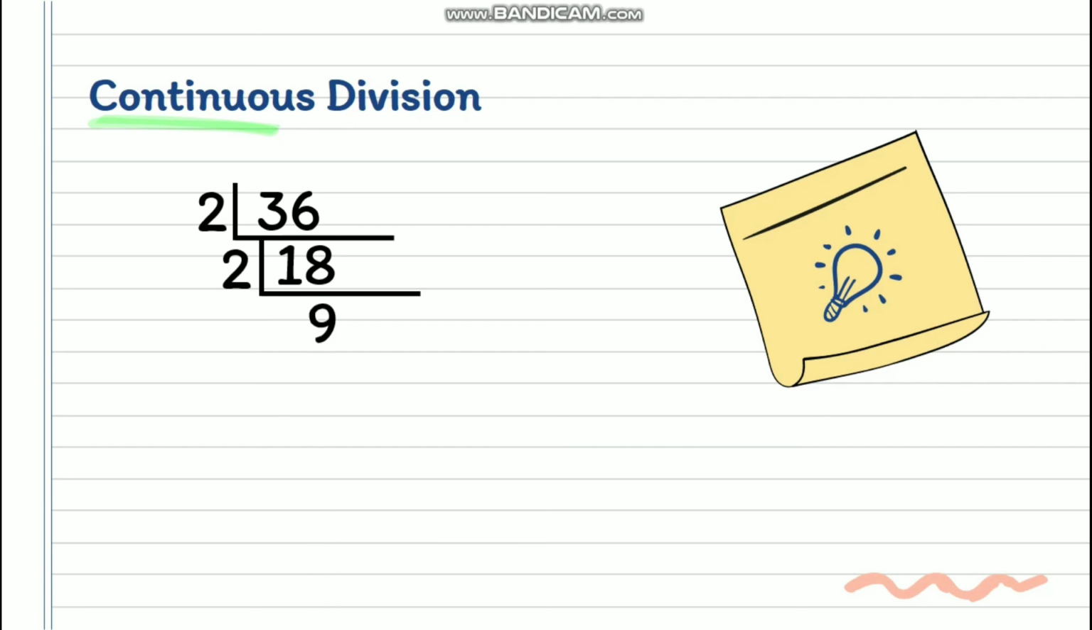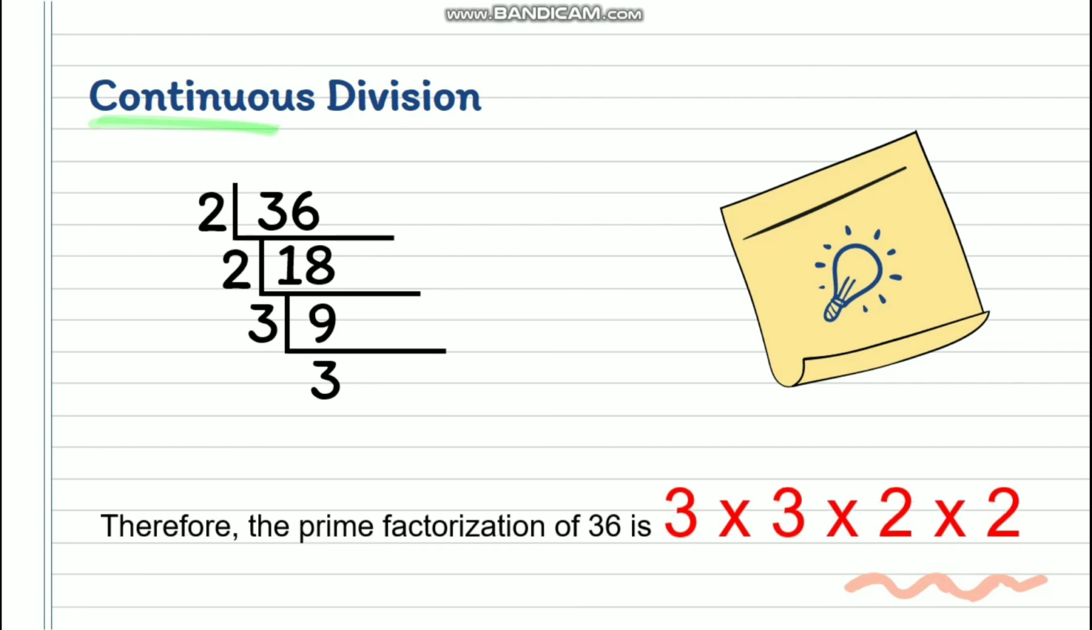Write it down. Since 9 is not a prime number, we will keep on dividing it. Think of a prime number that can divide 9 equally. Of course, we got 3. 9 divided by 3 is 3. Since 3 is already a prime number, the process stops there. Okay? So, therefore, the prime factorization of 36 is 3 times 3 times 2 times 2. Okay, that is how we do the continuous division method.